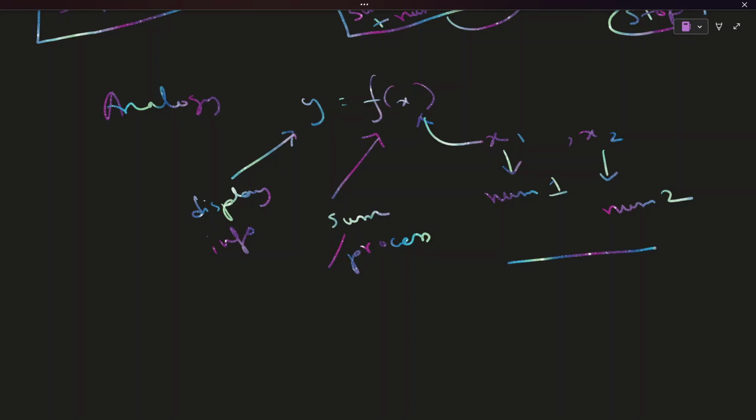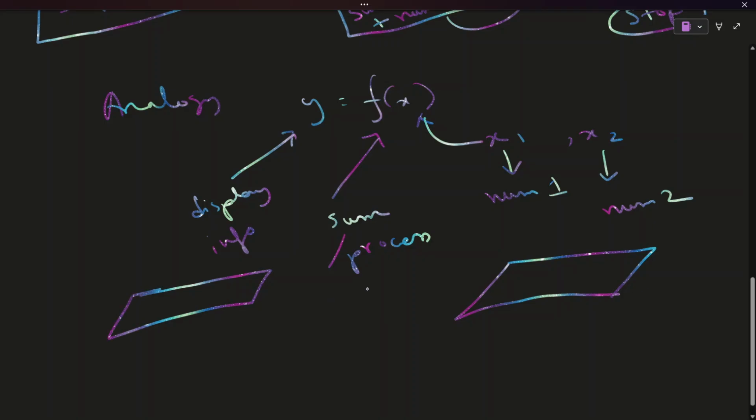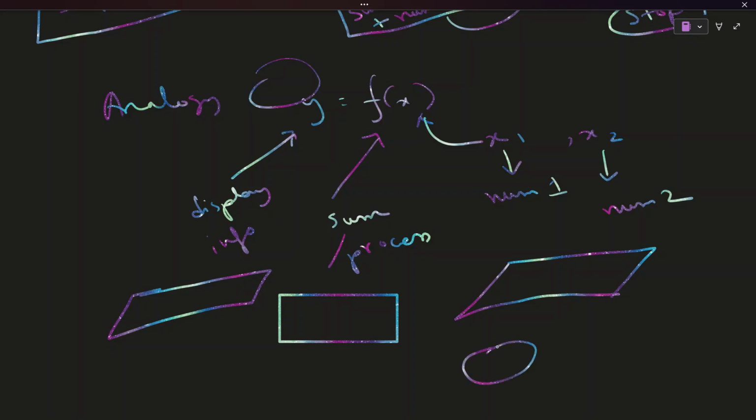So in input and output, we use parallelograms like this. And in processes, we use a rectangle. When we want to start our flowchart, we use a circle. And when we want to end it, we use a circle.